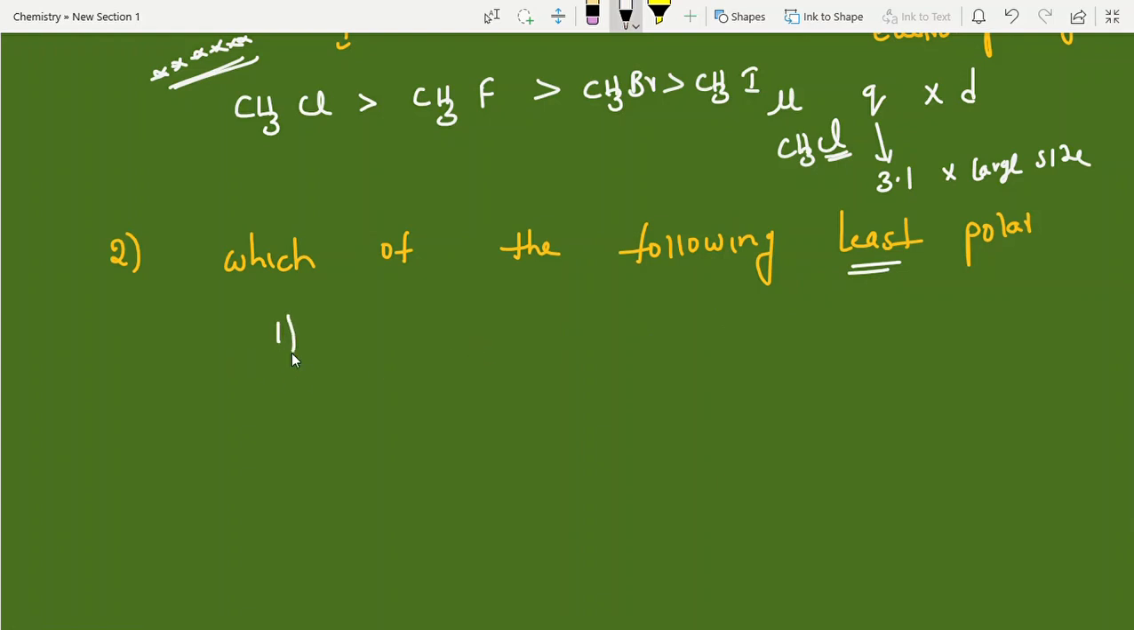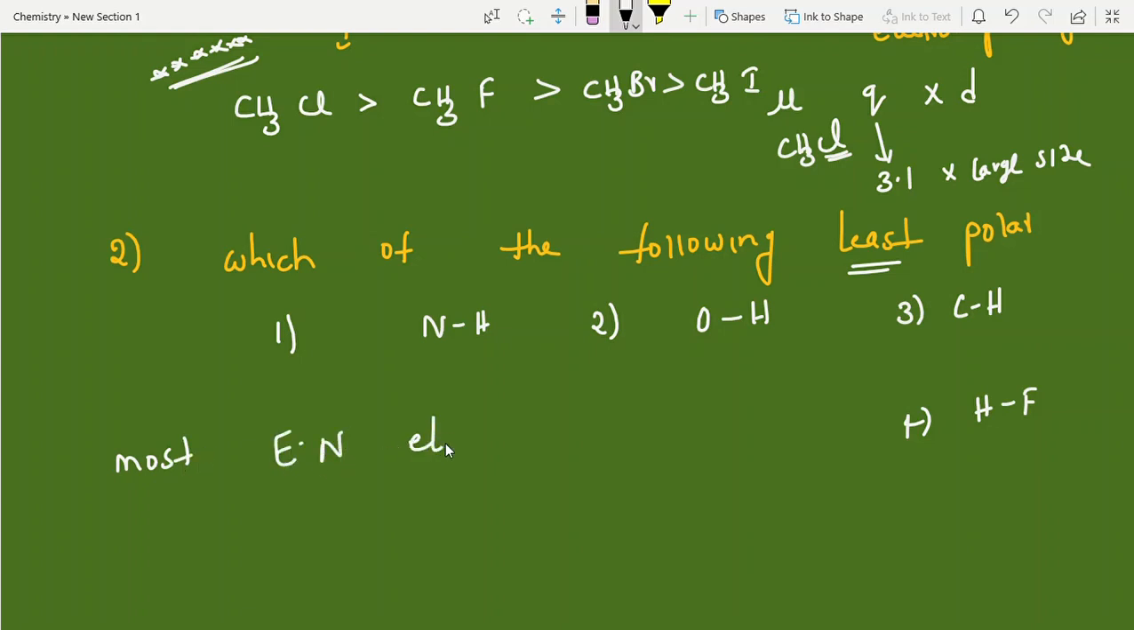Right? So let me give the options here. NH, next OH, next CH, next HF. I am writing the most electronegative elements. According to the Pauling scale, students, fluorine is the highest electronegative element in the periodic table, not only in that group. Next is oxygen, that is 3.5. Next is 3. And chlorine is also almost the same, with a slight difference. But because of its size, it is unable to show effective hydrogen bonding. Whenever hydrogen bonding is there, I can select such questions.